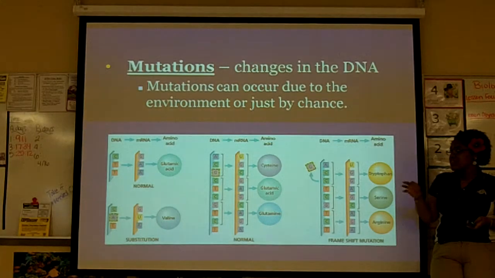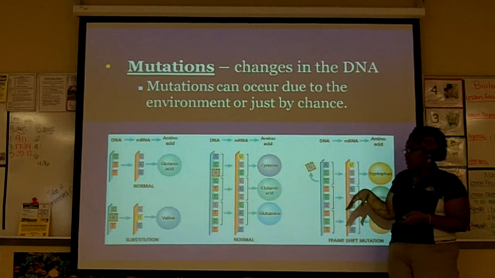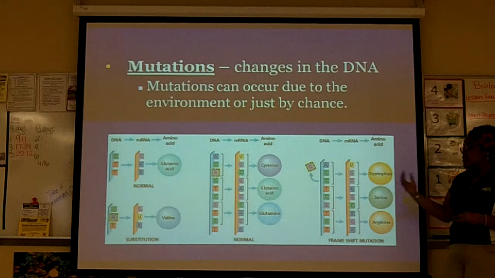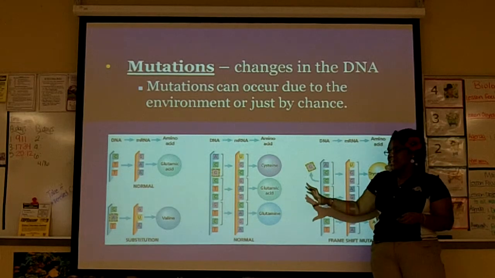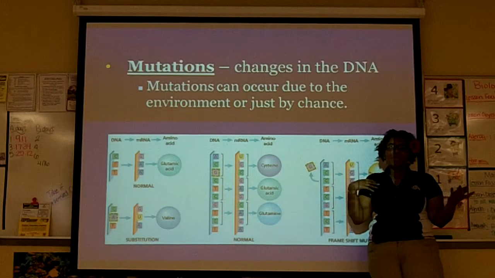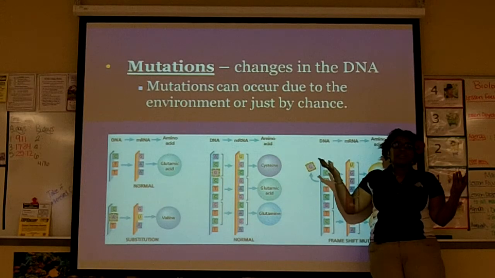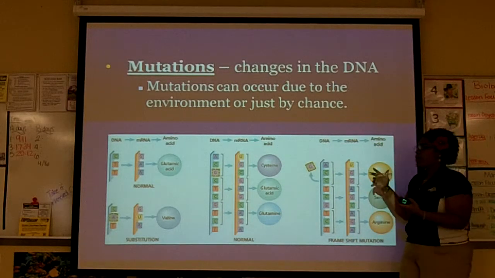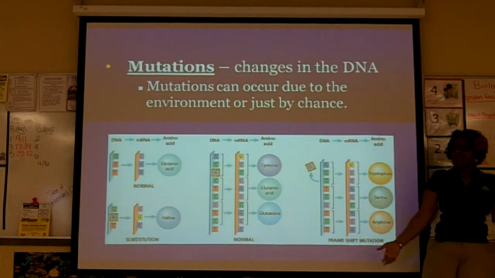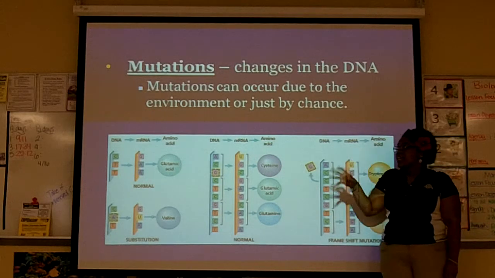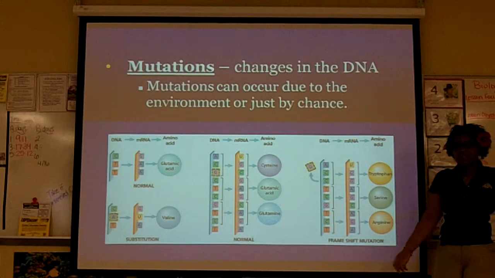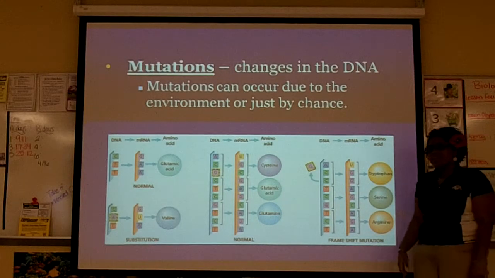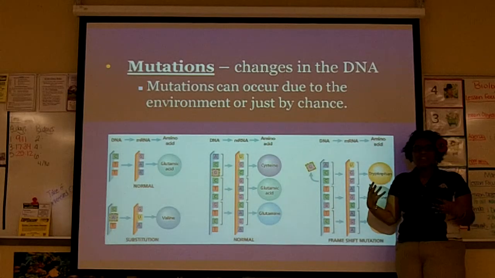So in the case of mutations, you have different types of mutations. You can have substitution. There's also frameshift mutation, where something happens in your DNA, maybe the DNA doesn't replicate itself properly, which in turn messes up how the RNA looks, which in turn makes the wrong amino acid. Those mutations occur by chance, or sometimes from the environment, as we talked about in our cell reproduction unit. Some cancers are caused by mutations in DNA.